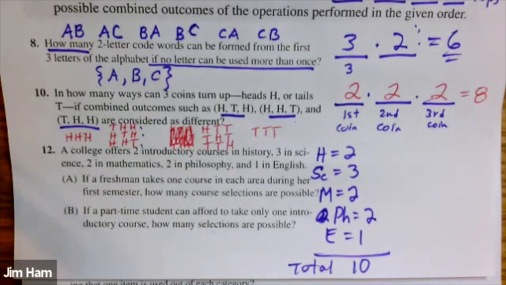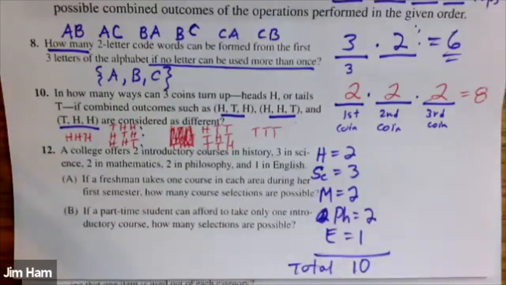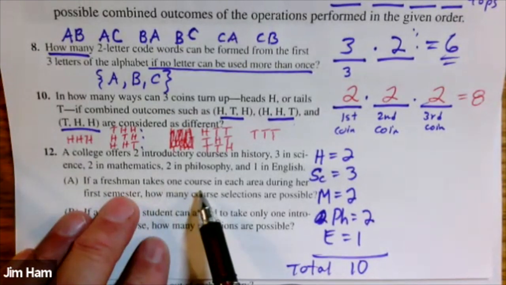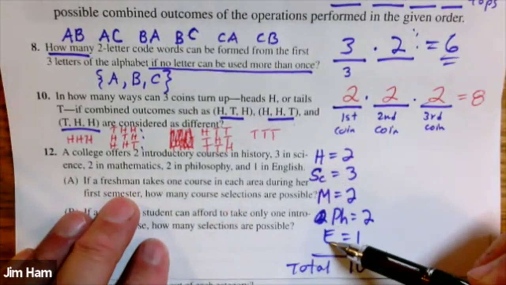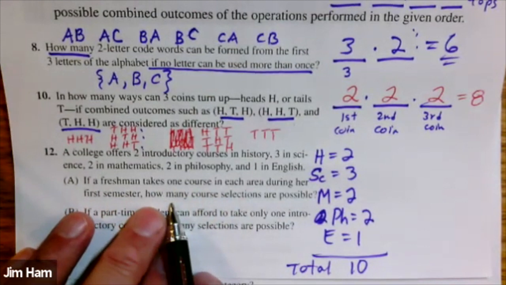Okay, let's go to part A. You can see how, in the same context, we can ask 2 completely different questions. If a freshman takes 1 course in each area, 1, 2, 3, 4, 5, there are 5 different areas, her first semester, how many course selections are possible?